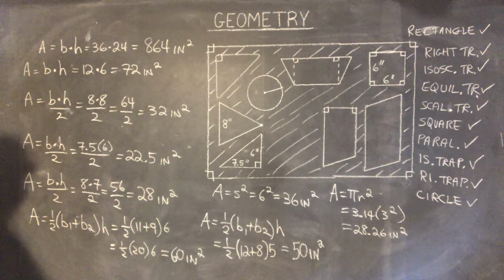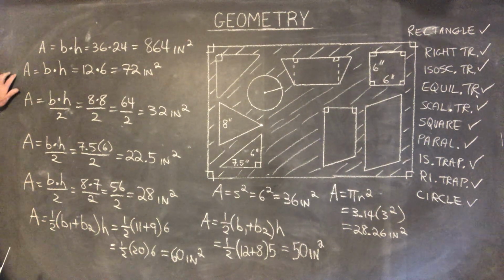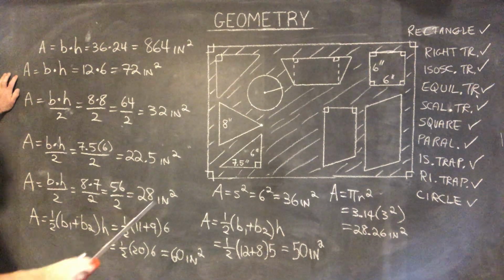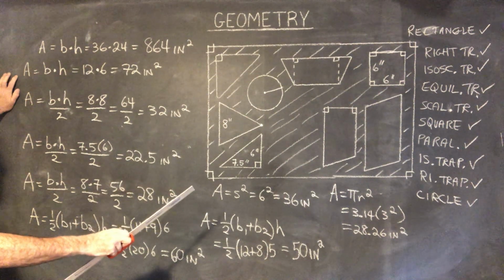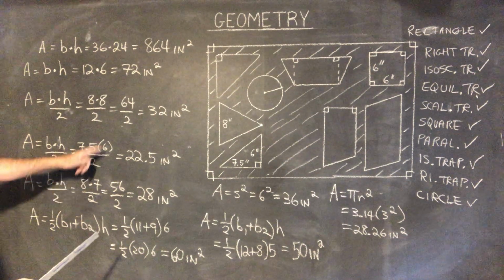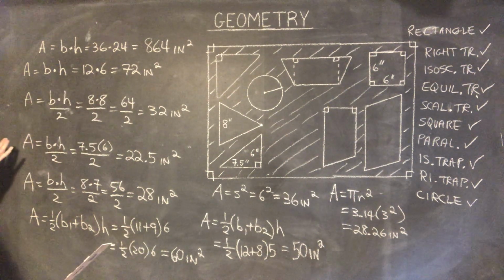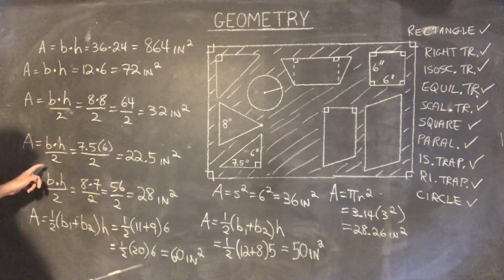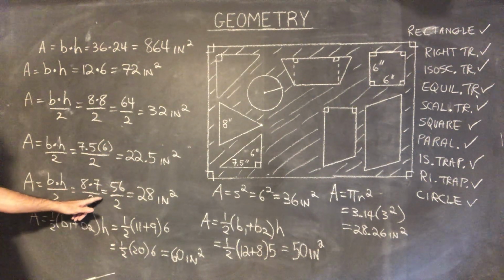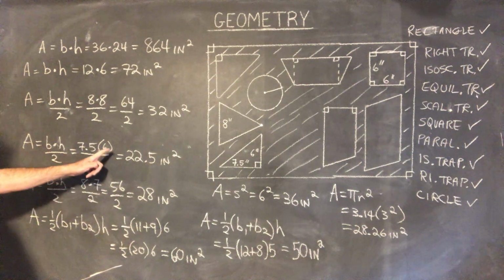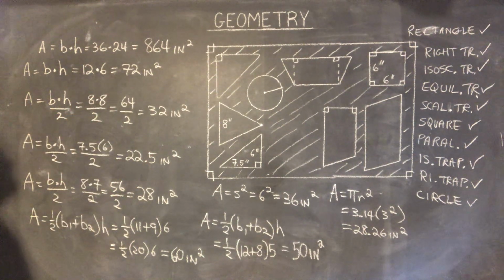I have my parallelogram. I have my square. I have my circle. 1, 2, 3, 4, 5, 6, 7, 8, 9. Which one am I missing? Oh, this is awful. Is it this? No, I did that. That's the 8 times 7 over 2. I did the 7.5 times 6 over 2. There's the 8. So I did all 3 triangles.